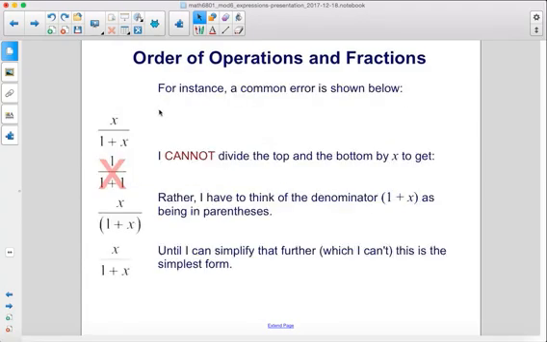For instance, a common error is shown below. x divided by 1 plus x. You cannot divide the top and the bottom by x to get 1 over 1 plus 1. Rather, you have to think of the denominator, 1 plus x, as being in parentheses. Until I can simplify that further, which you can't in this situation, this is the simplest form.